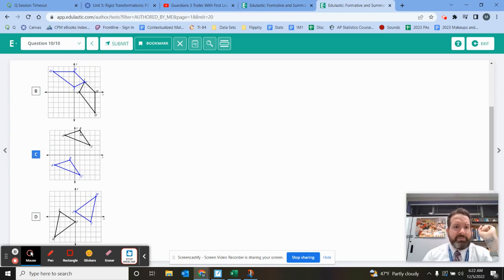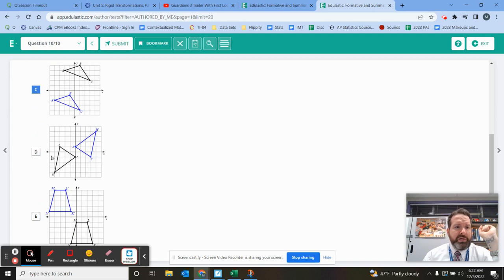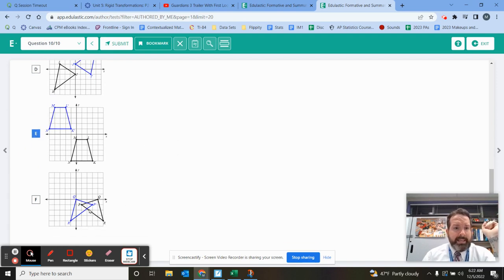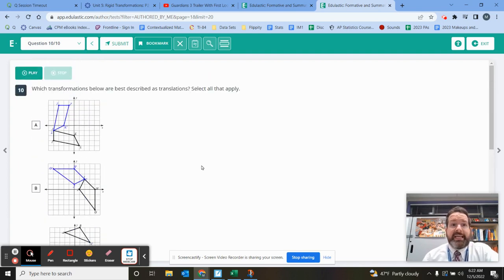C is a translation because the shape just moved. D, there was some spinning or flipping that happened. E looks to be a translation. The shape just moved. And F, no, that's not a translation because we saw that flipping happened. So this time just C and E. And there you have it. That's your practice power assignment.